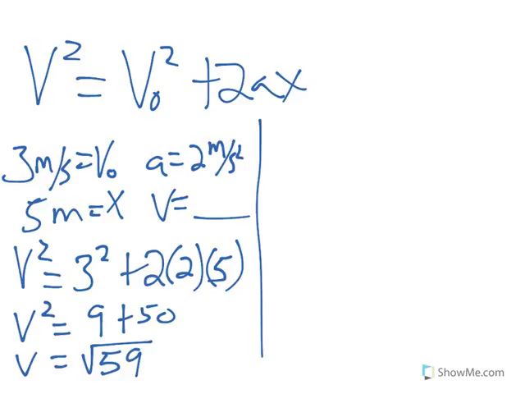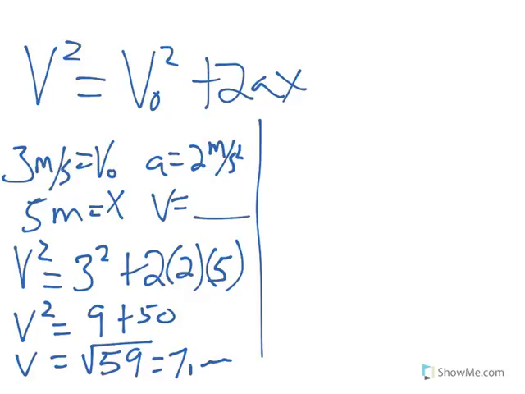And you can plug that into your calculator if you want to. It would be, what, 7 point something? I'm not going to plug it into the calculator, but 7 point something if you wanted to be specific. You can also use this formula if you don't have time or you don't want to worry about finding time if you're trying to find another variable.